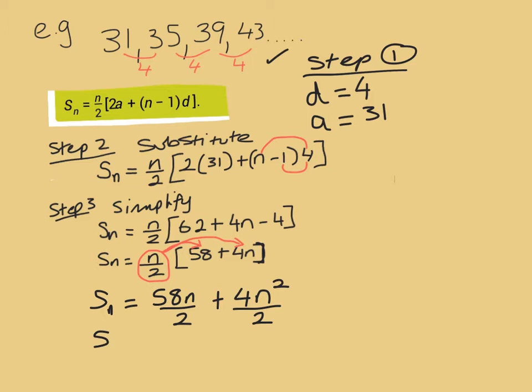And the final part of this is that I can simplify these fractions. 58 over 2 is a fraction I can simplify, and 4 over 2 is a fraction I can simplify as well. So 58 over 2 gives me 29n, plus, and 4 over 2 gives me 2n squared. And that's my final formula.